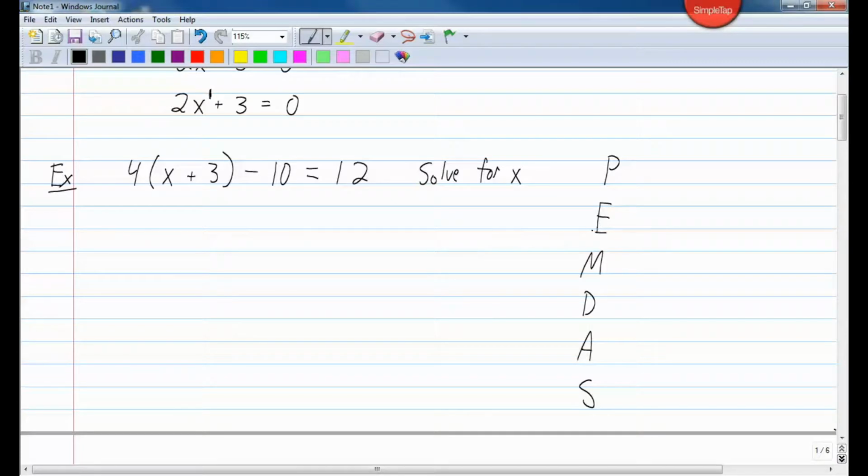There are no exponents. Multiplication and division: I have a number on the outside of this parentheses. If there's not a sign between the number and something next to it, that means that you're multiplying. So I have to use the distributive property, which is if you have a number on the outside of a parentheses, then you need to distribute, or multiply, that number times everything inside the parentheses. That would be the first thing that I would want to do on this linear equation. So I'll have 4x, 4 times x is 4x, plus 4 times 3 is 12, and minus 10 equals 12.